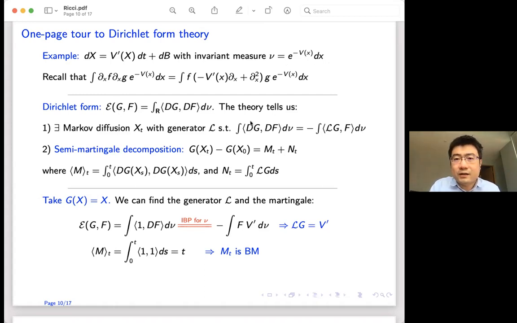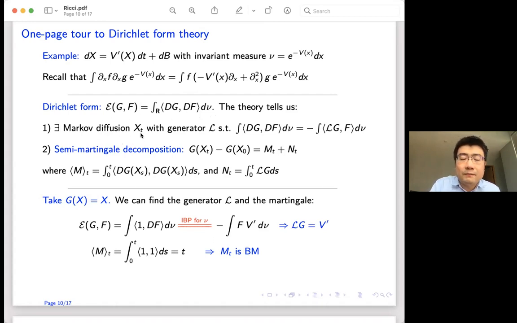Dirichlet form theory tells us two things. The first thing is, once you have this kind of bilinear form, then there exists a Markov process that is associated with this bilinear form. You can take this as a black box. Just somehow using some functional analysis, there is just such a diffusion.